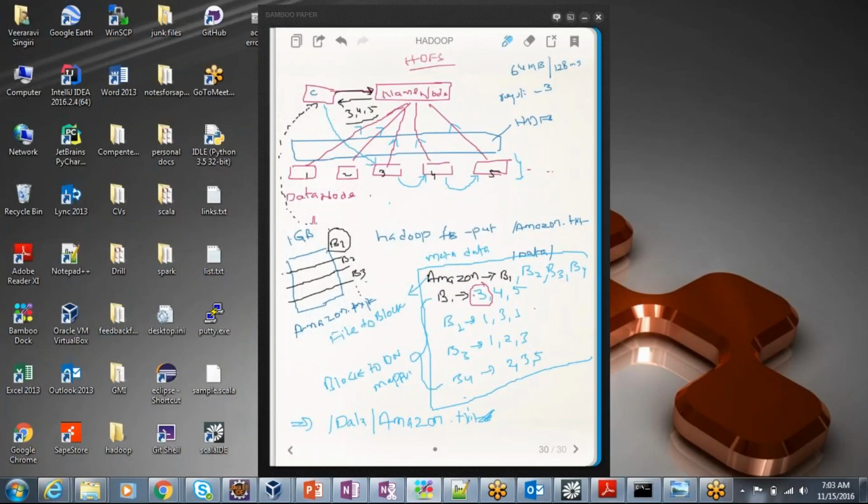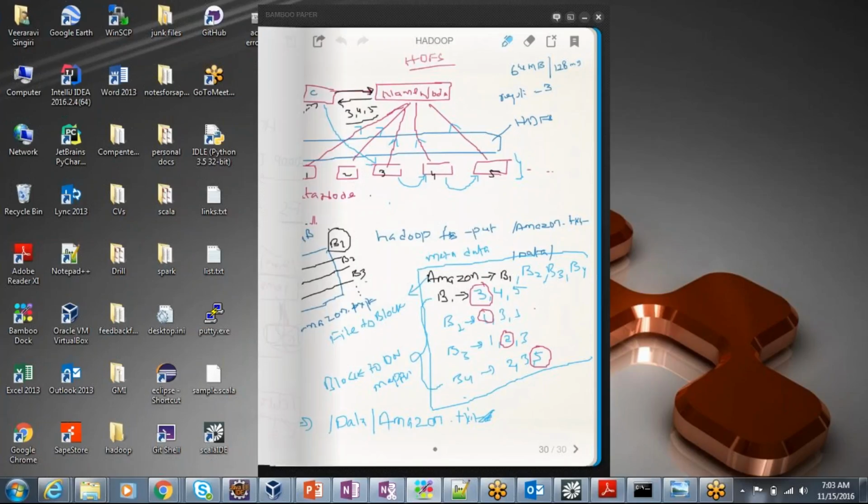So block 1 will be processed in machine 3, block 2 in machine 1, block 3 in machine 2, block 4 in machine 5, and so on. So now what's happening? My data is getting processed parallelly. If my data is processed parallelly, I can save time, right?